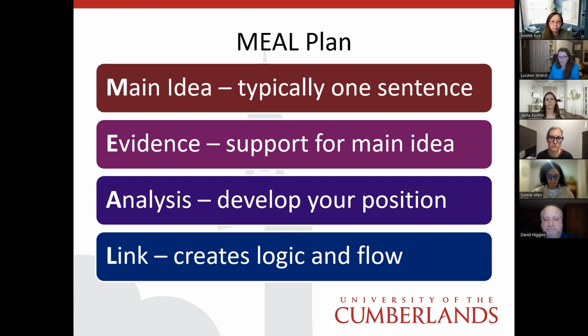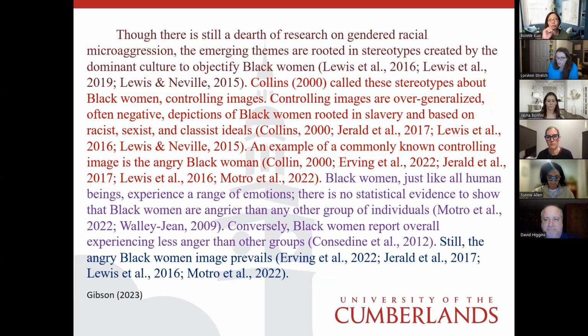And I have a great example from, some of you may know, Ginevra Gibson, who wrote a beautiful paragraph that I loved. So here's an example, and I've color-coded these across the meal plan. So the first one is, though there is still a dearth of research on gendered racial microaggression, the emerging themes are rooted in stereotypes created by dominant culture to objectify Black women. It's supported. It's a main idea. I know what this paragraph's about. I don't have a question about that.